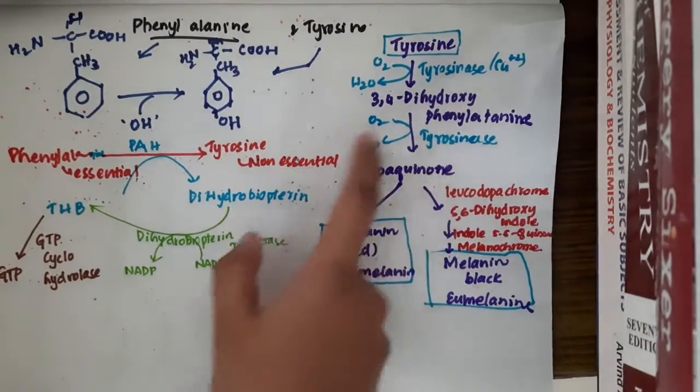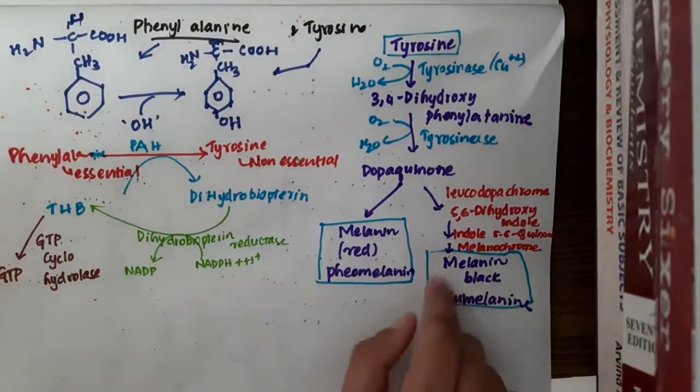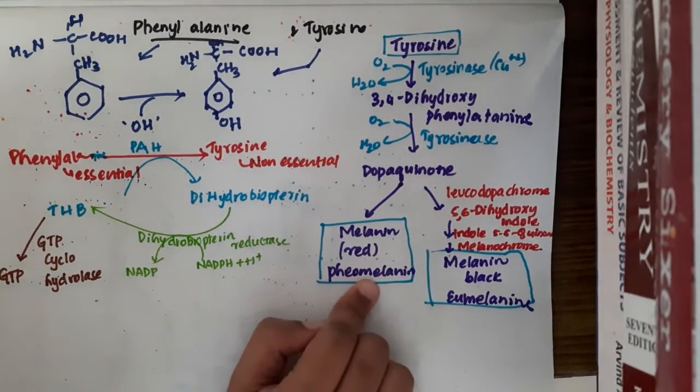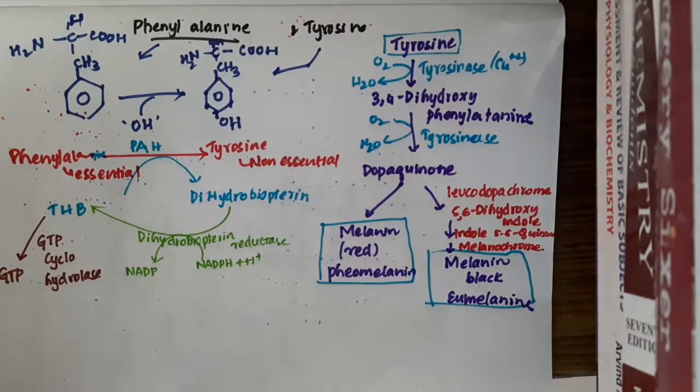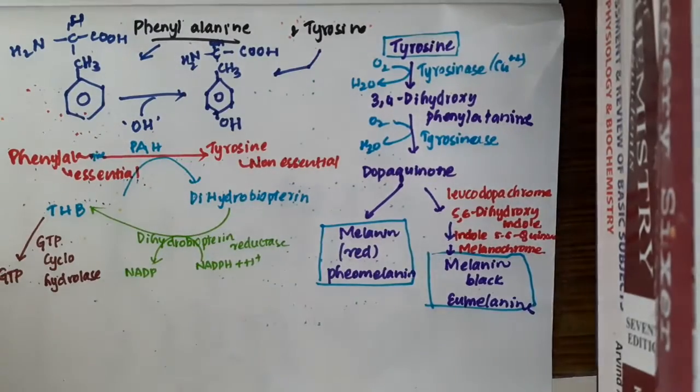At least remember that dopaquinone, by a series of reactions, forms melanin black, eumelanin, and melanin red, pheomelanin, and thus the melanin or color of our face or our body is due to the amino acid tyrosine.